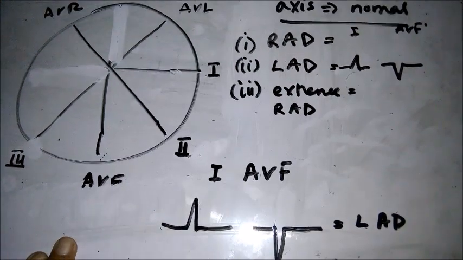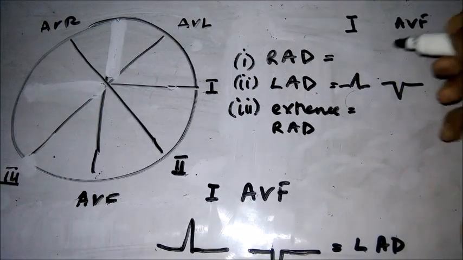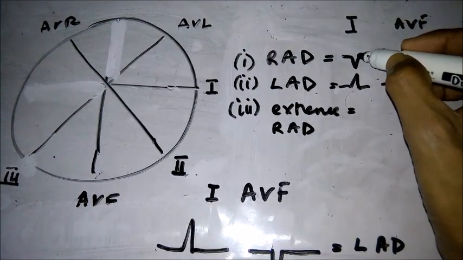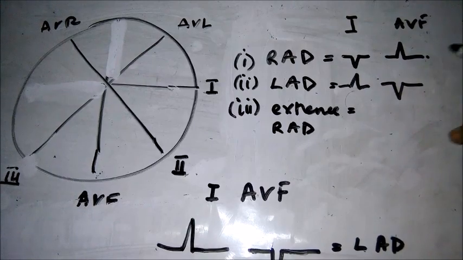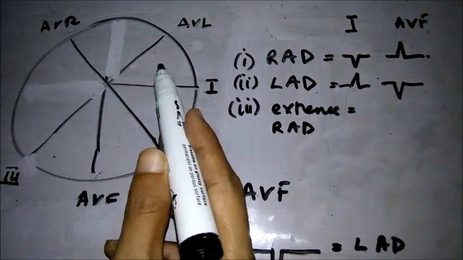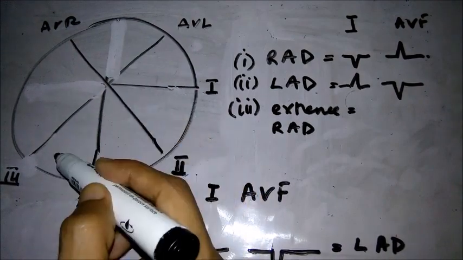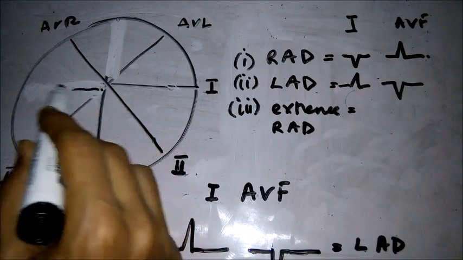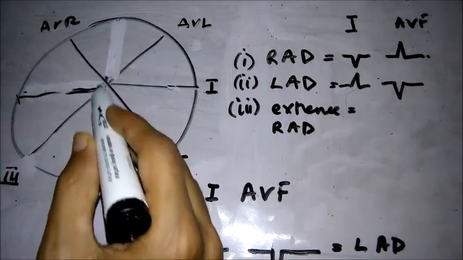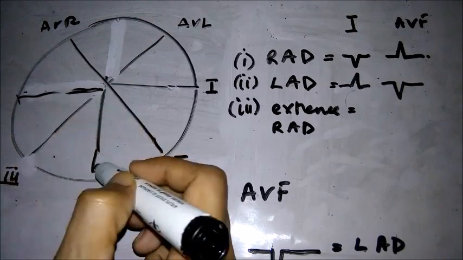Now how do you tell whether there is a right axis deviation? The opposite will occur. Lead 1 will be down and AVF will be up. What this is telling us is the electrical activity is near AVF, but it is away from lead 1. So it's somewhere in this axis, right? This axis is the right axis. So there is a right axis deviation.